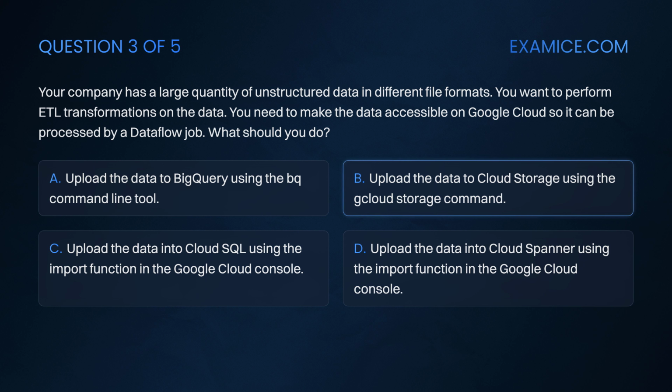Option B, upload the data to Cloud Storage using the gcloud storage command. Option C, upload the data into Cloud SQL using the import function in the Google Cloud Console. Option D, upload the data into Cloud Spanner using the import function in the Google Cloud Console.